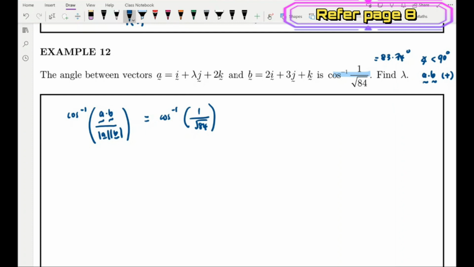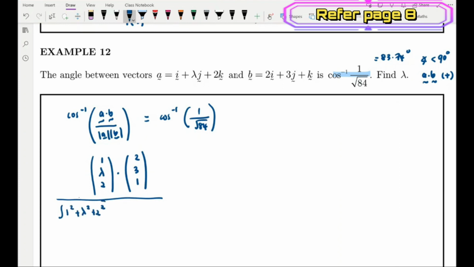So we just take the value of A dot B. Okay, we have to find A dot B. So what is the value for A dot B? A is (1, lambda, 2) dot with (2, 3, 1), over the square root of 1 squared plus lambda squared plus 2 squared, times the square root of 2 squared plus 3 squared plus 1 squared. So just equate with the value.